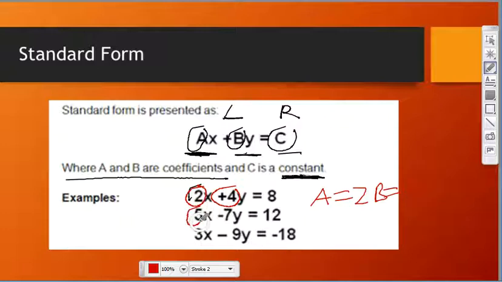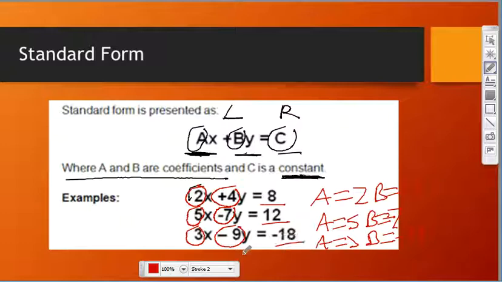Let's look at the next one. We have a 5 and we also have a negative 7. So the a would be 5 and the b is a negative 7. If we look at the next one, the a is 3 and the b is negative 9. Okay, and then our constants we can see are on the right side of our equation.